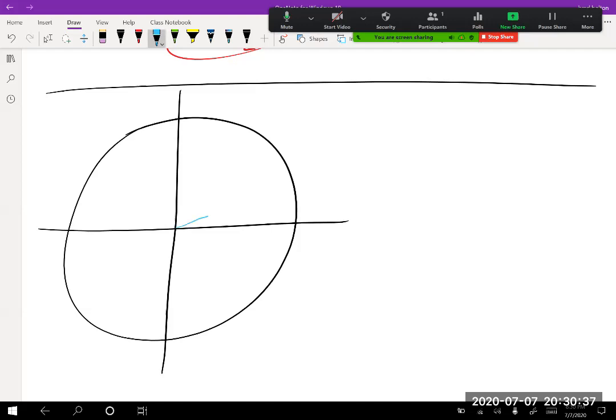So let's say 30 degrees. This would be pi sixth. Here's 45 degrees, and here's 60 degrees. This would be pi thirds. This would be pi fourths. Here is pi halves. We already did this one. Here's pi. Here's 3 pi over 2. Here's 2 pi or 0.